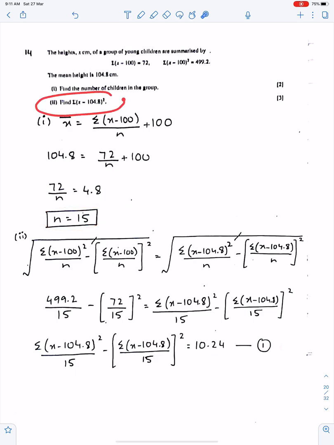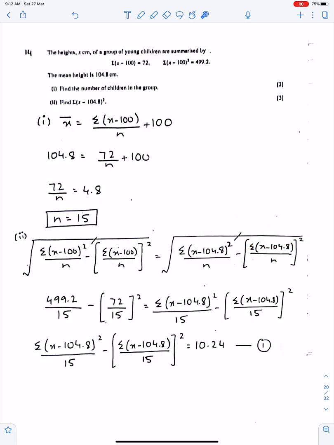Now we need sigma X minus 140.8 whole square. For that, we need to use this formula. I told you we use this relation during the questions. We have this information, we need this one, and unfortunately we don't have this one as well. So we have to first calculate this.